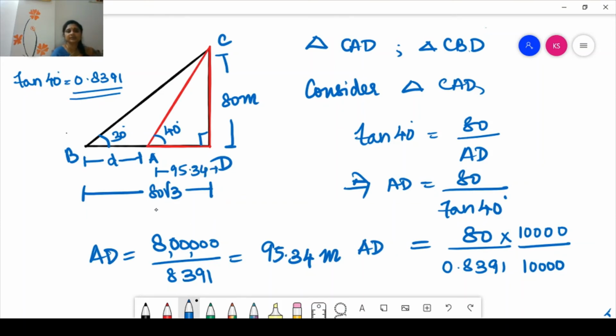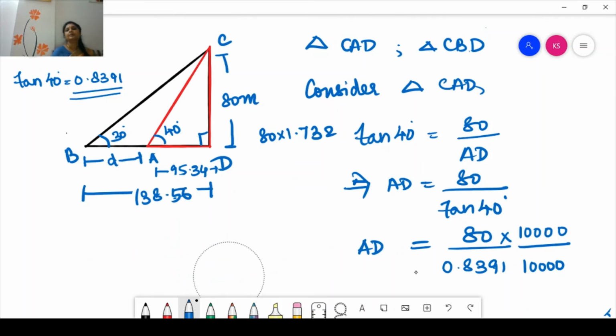So let's convert BD also into decimal. How do you convert it? It is 80 root 3. So you're going to multiply 80 by 1.732. Always remember this so that you can save time when you deal with root 2, root 3 and root 5: 1.732. So that gives you 138.56. So this measure is nothing but 138.56. When you multiply decimal numbers, please place the decimal point properly.